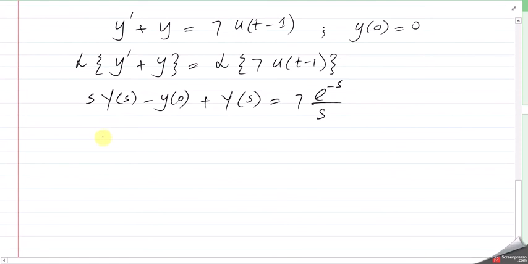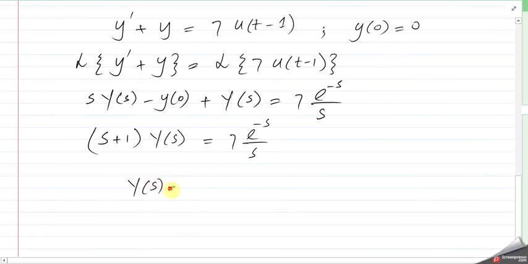Right. So this side gives (s plus 1) into Y(s). And y(0) is 0, so we don't need to do anything about it. And this side, 7 e raised to minus s over s. And now Y(s) will be 7 e raised to minus s over s times (s plus 1).